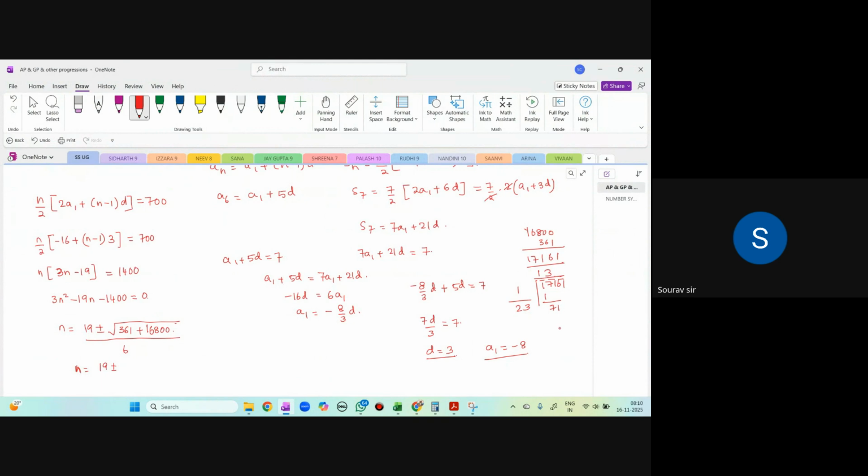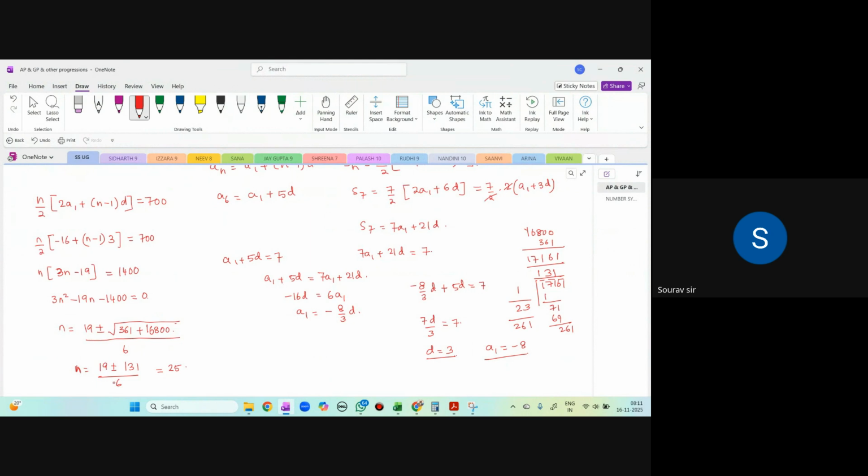So 3, 69, 261. So 23 plus 3, 26, 1. So 131. So 131 by 6. So 19 plus 131, which is 150 by 6, that's 25.